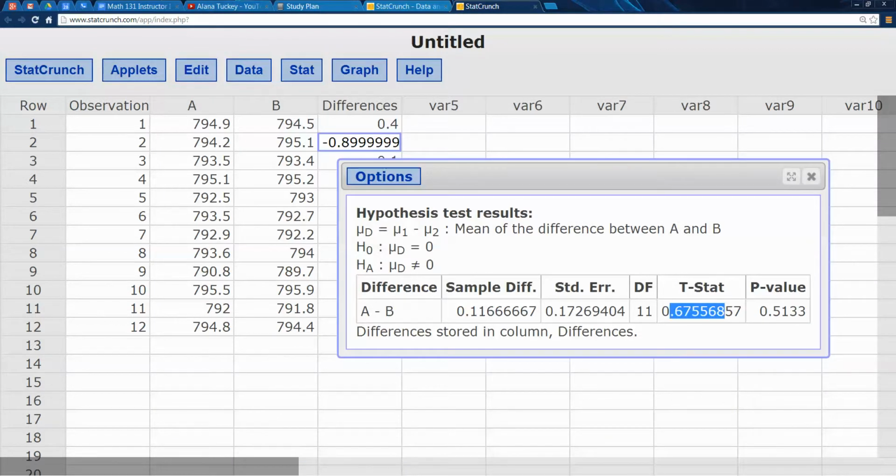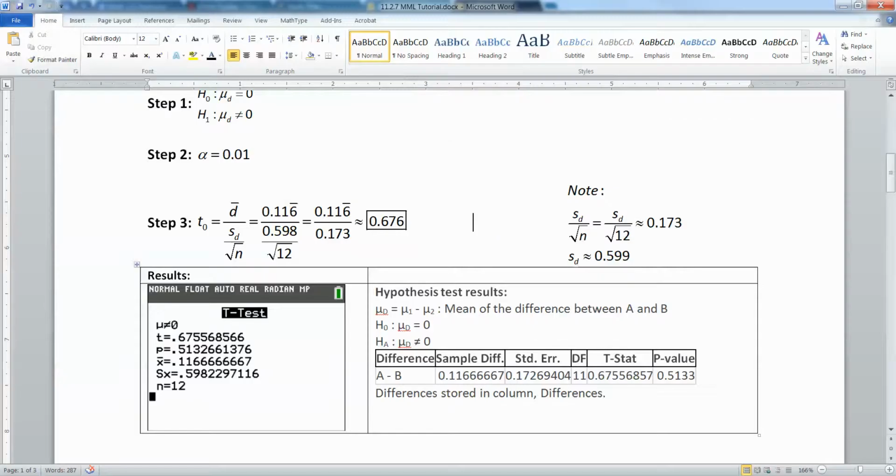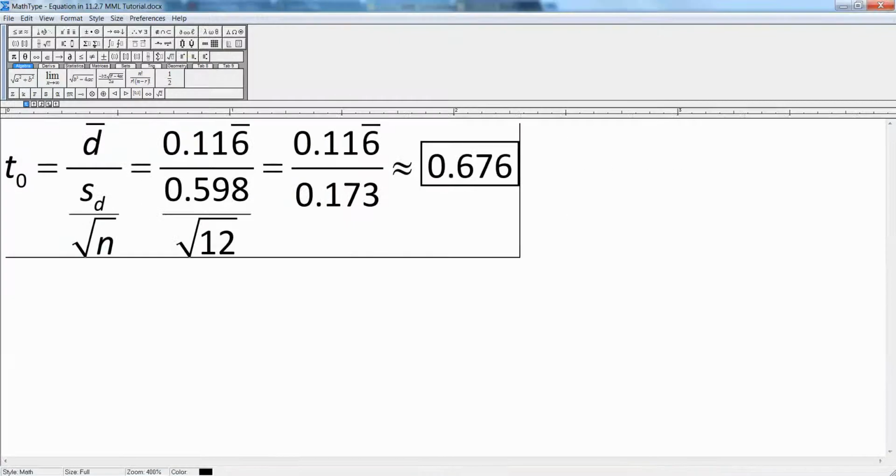And there you can see, same test statistic, same p-value. It doesn't give you standard deviation, it gives you standard error. See that 0.173 right there? So if I go back to the problem, you can see that's where this denominator 0.173 came from. So 0.598 over the square root of 12.